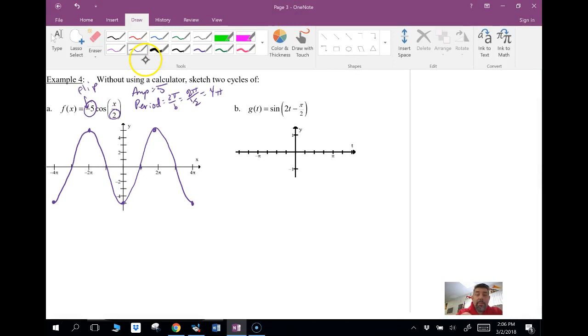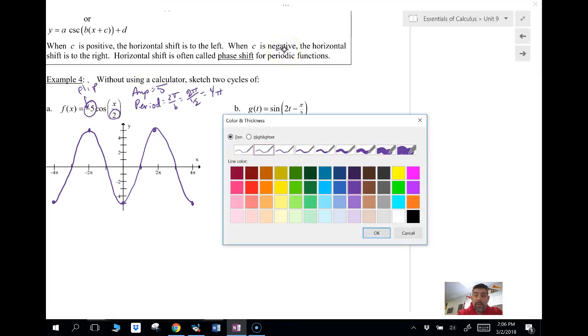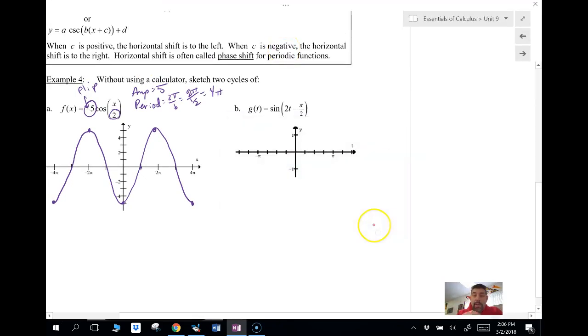Sine. I like that pink color. Where's that pink color? Oh, there it is. Okay. So sine of 2 times (t minus pi over 2). So what we have to do is we have to factor out that 2, so we can see what that phase shift is. All right, so our period is 2 pi over b, which was 2. So our period is pi. And we have an amplitude of 1.